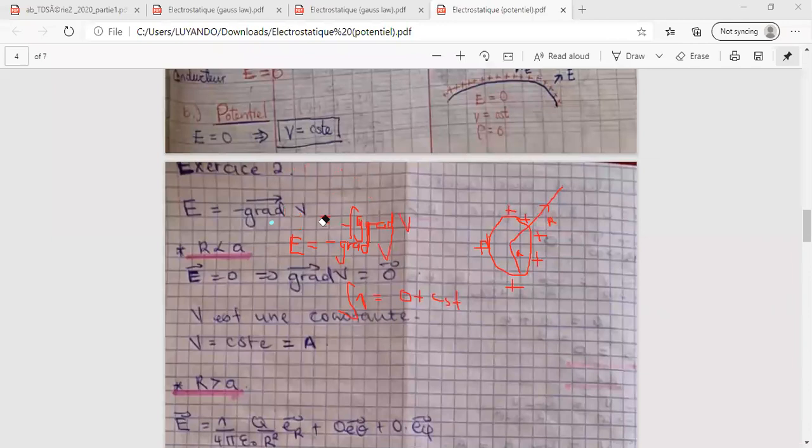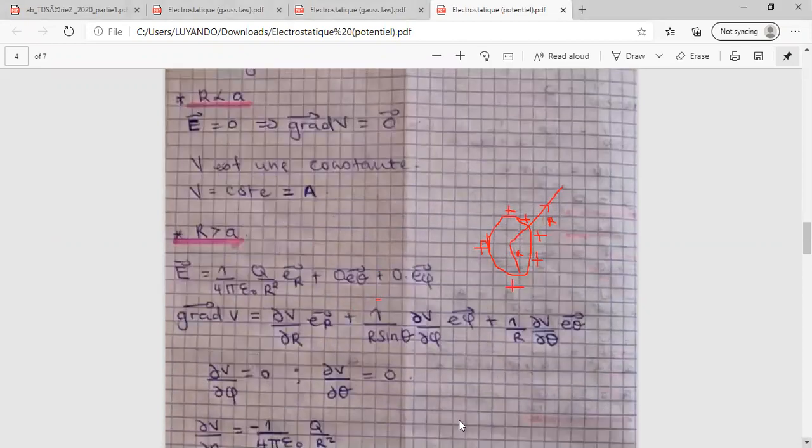So yeah, which is what I have there. That's in the interior, because our r is less than a. So in our interior, the field is equal to 0 and our potential is a constant. So for our exterior, we have r greater than a.